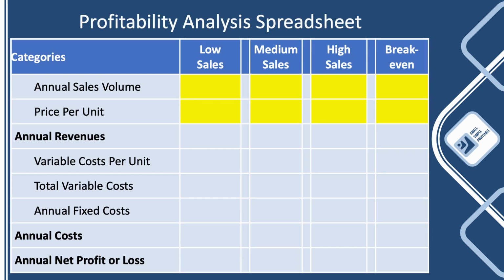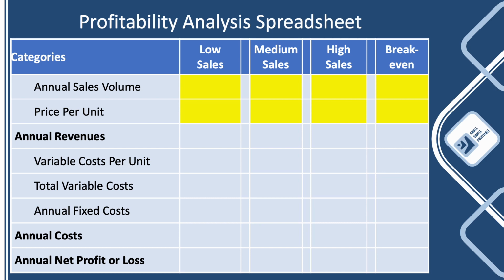The Profitability Analysis Spreadsheet has 4 columns and 8 rows for your calculations, not counting the columns and rows that have labels in them. The 4 columns are low sales, medium sales, high sales, and break even. The 8 rows are annual sales volume, price per unit, annual revenues, variable costs per unit, total variable costs, annual fixed costs, annual costs, and the bottom line, the bottom row, is annual net profit or loss.